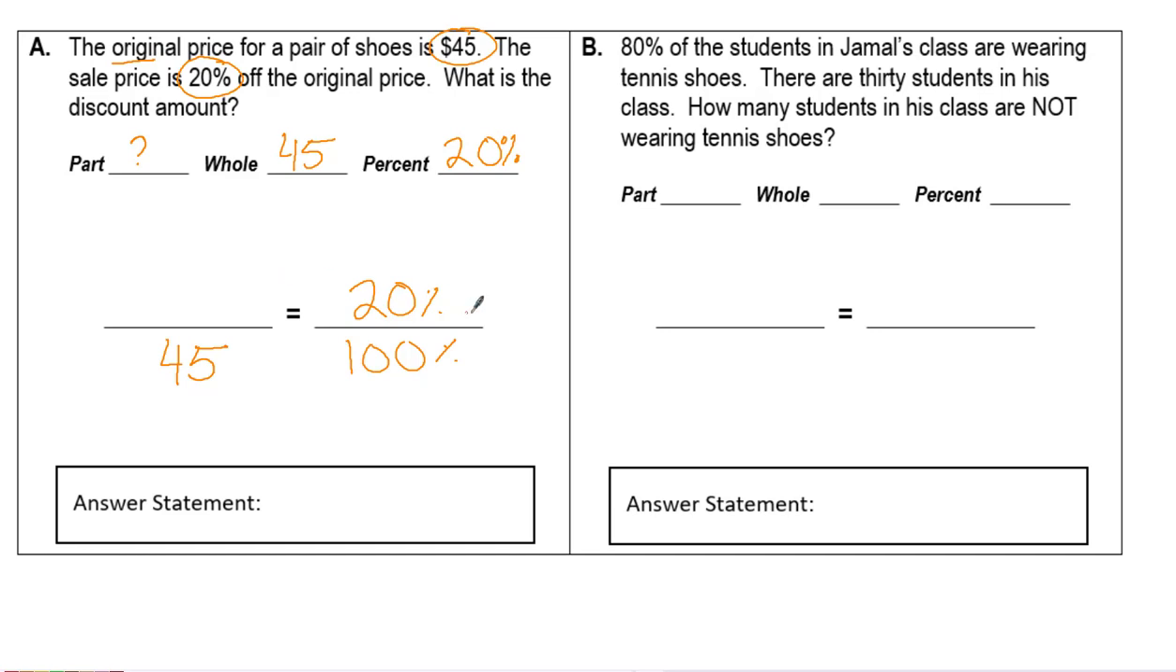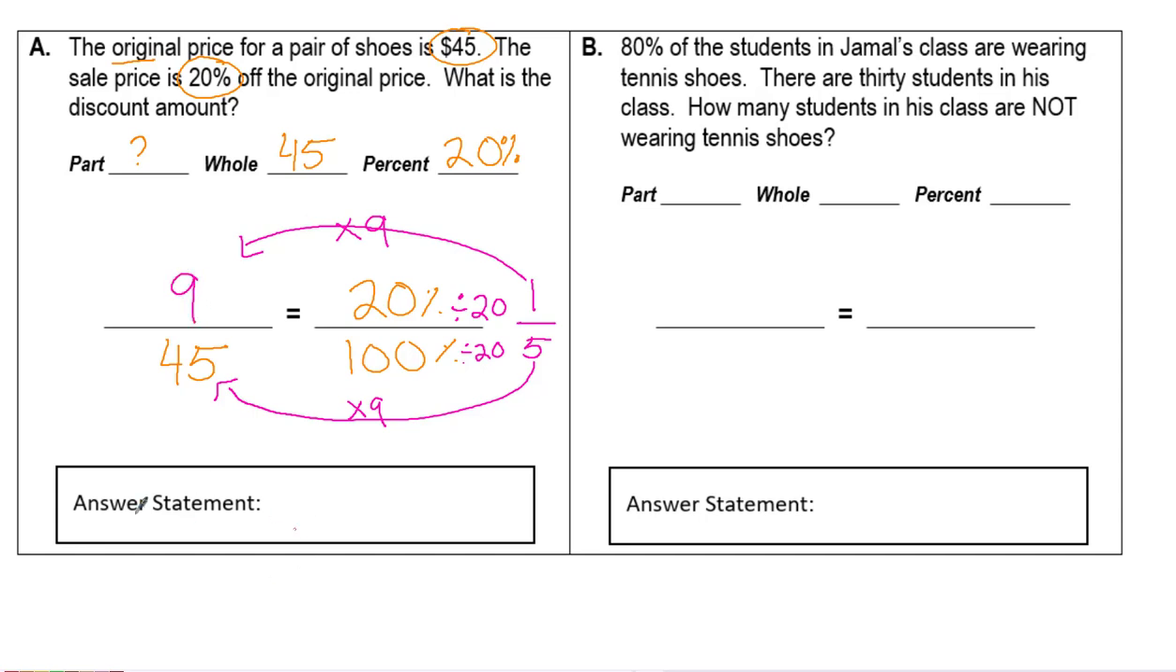Well, nothing. That means that I have to simplify. And I'm going to simplify, and I could divide both by 20. So let's do that. Let's take it to the lowest term. So 20 divided by 20 gives me 1. 100 divided by 20 gives me 5. Now 5 times what gives me 45? Well, that's times 9. And 1 times 9 gives me 9. So the discount price is $9.